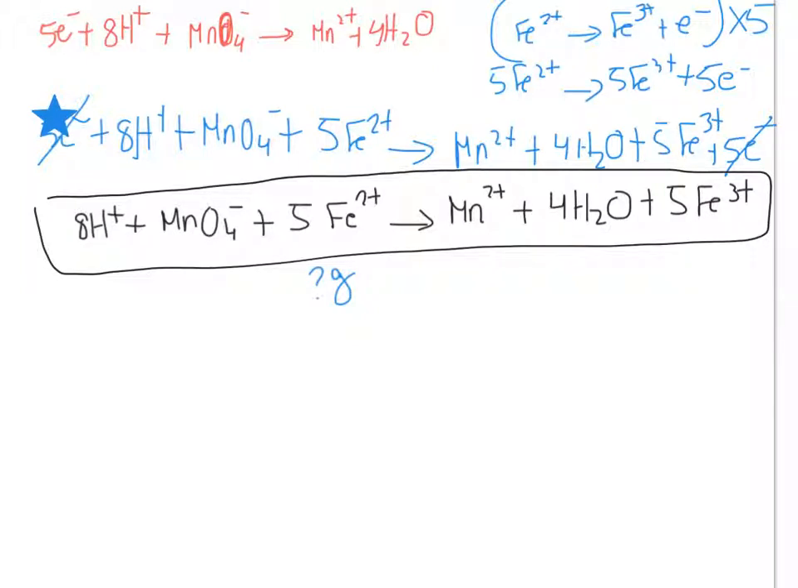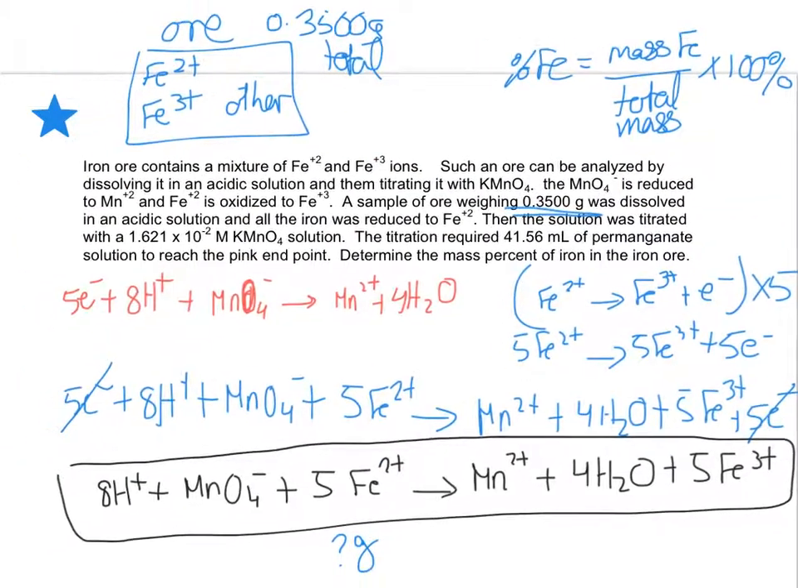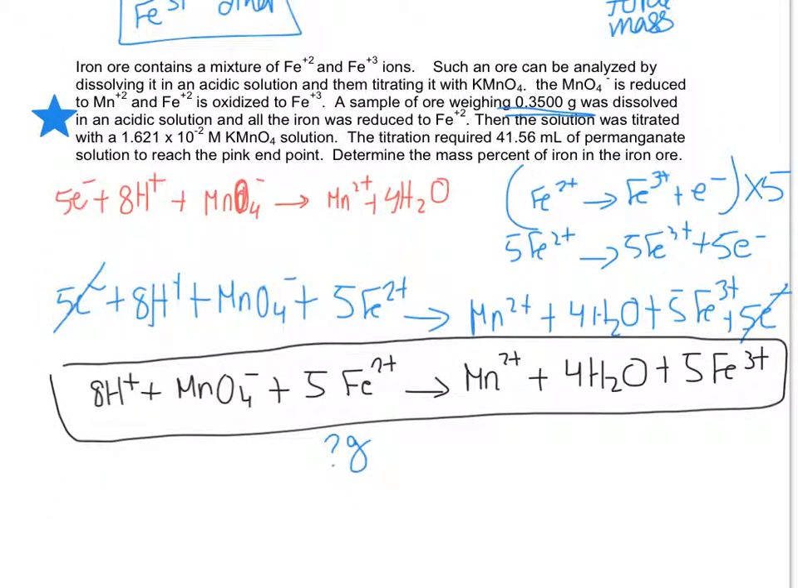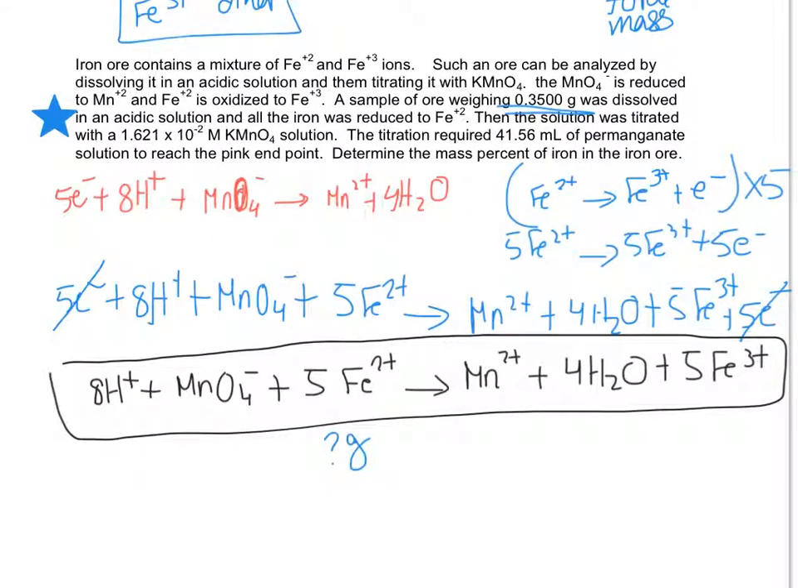Let's see what other information we have. If we look at the problem, we're given information about the permanganate. We're given the molarity right here, and we're also given the volume. So let's write those down underneath here. The molarity is 1.621 times 10 to the negative second moles per liter. And my volume is 0.04156 liters. I just converted that to liters from milliliters.